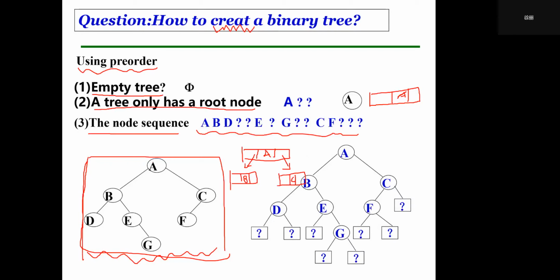Let's see together. This is A, B, D, and question mark, and E, question mark, and G, and question mark, and C, and F, and question mark. F, and the question mark, and question mark. So this is the pre-order sequence of this binary tree.